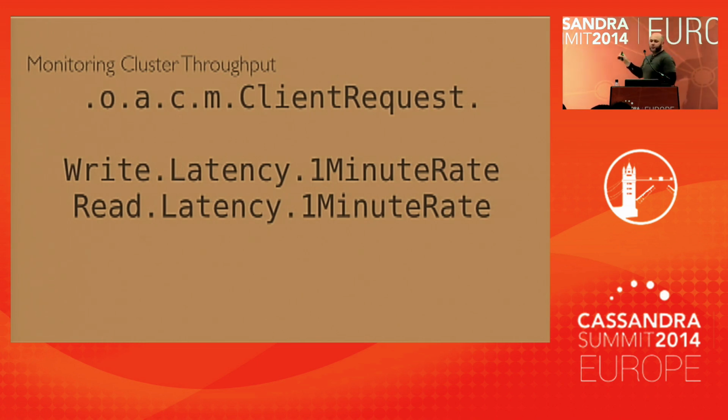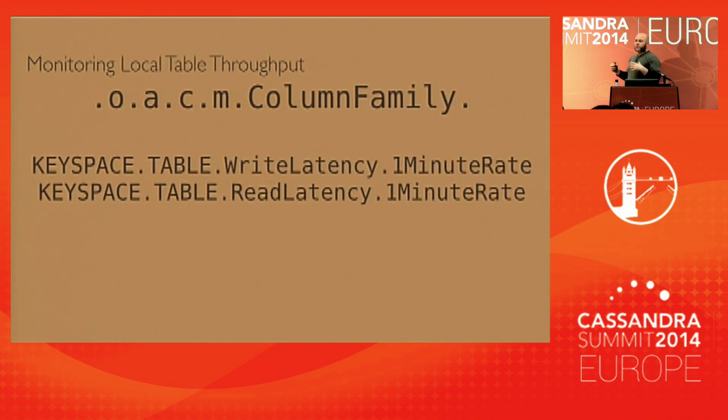So if we want to understand throughput, we can look at org.apache.cassandra.metrics.ClientRequest.Write.Latency.1MinuteRate. This is the exponentially decaying 1 second throughput. So just kind of the same process as you have for the Linux load. You can look at it at the cluster level, and you can also look at it at the table level.